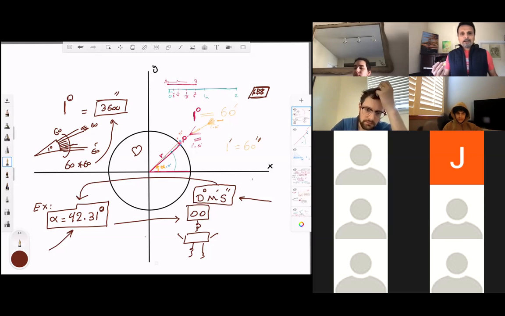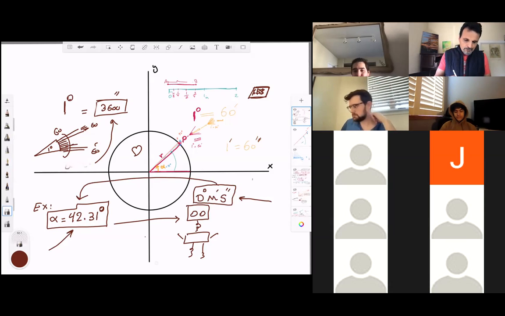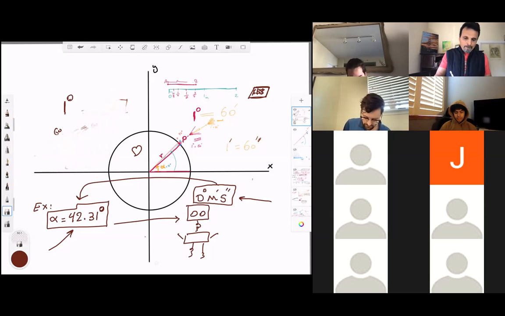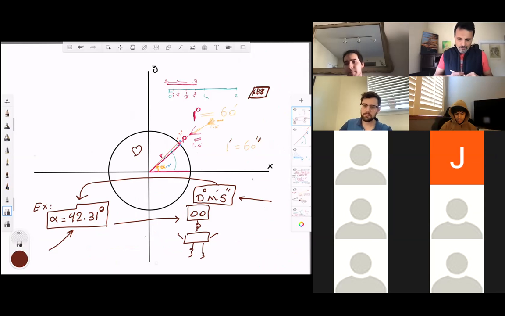So how do we convert this 42.31 to degrees, minutes, and seconds? So let me make some room here. This will happen only on the first exam, so do not freak out. It is easy to get the point, and you're going to have it in your note sheets. How do we do it?